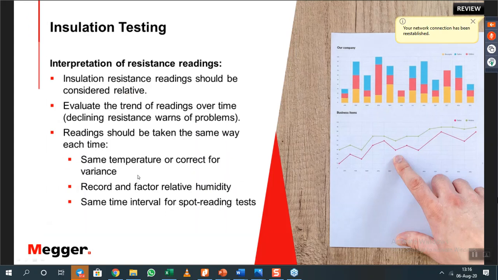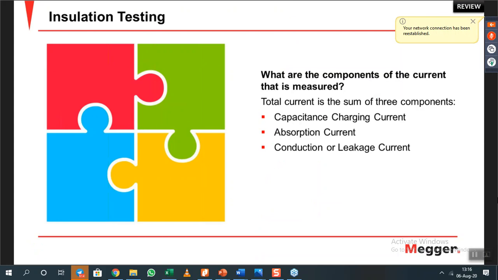We need to correct it to 20 degrees Celsius, for example. Then we can record and factor in relative humidity, of course. And we must do it at the same time interval for the spot reading test. If we're going to do the spot reading test, then we need to do it at a set time interval.